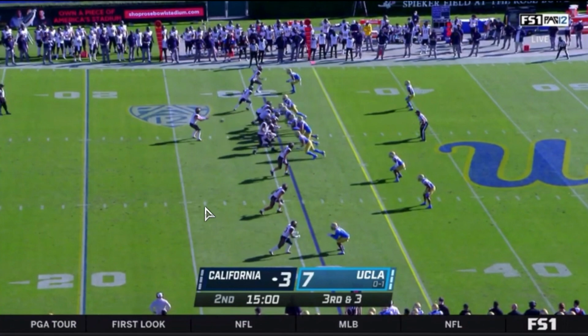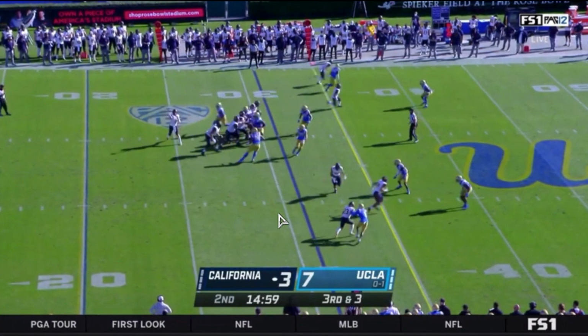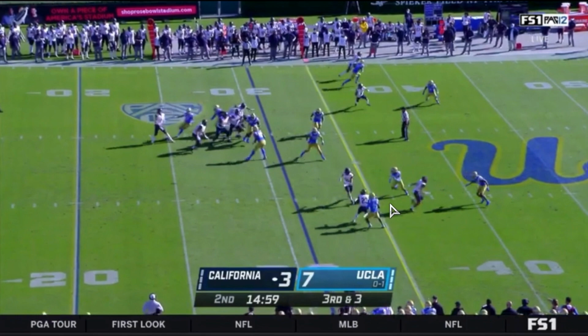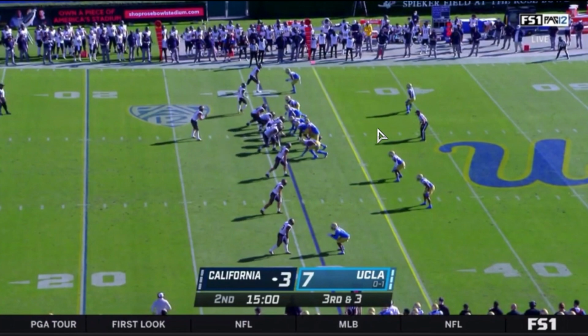So let's watch just the passing concept down here. We see that inside receiver starts to break out to the flat. We see that outside receiver's coming in to set the pick for him. And the idea is that this defender who's covering the guy who's running out to the flat is going to get caught up in this traffic and you won't be able to run with him. Okay, obviously that doesn't happen. Why is that? Well, remember, UCLA's got this unblocked defender coming off the edge.